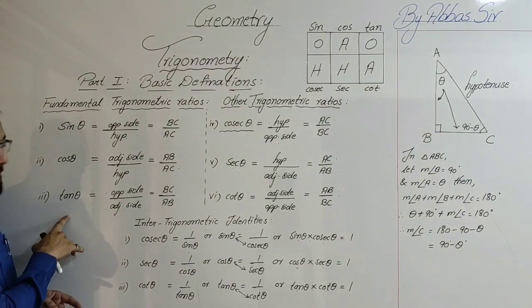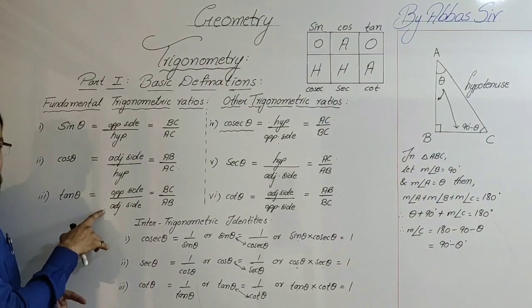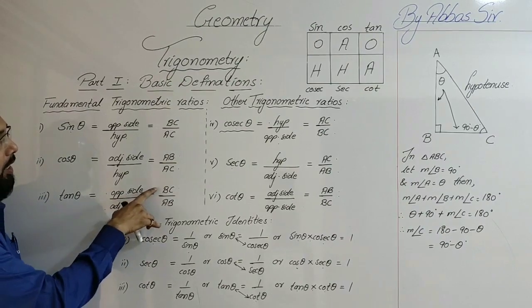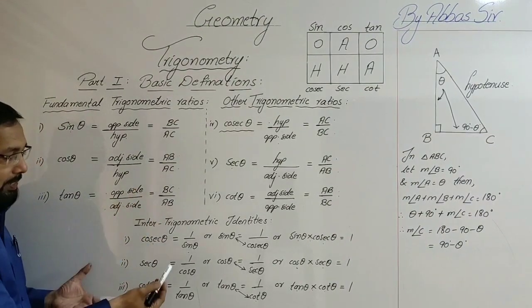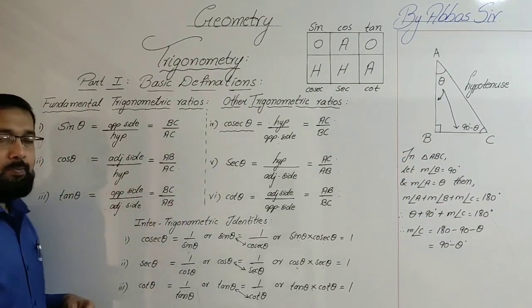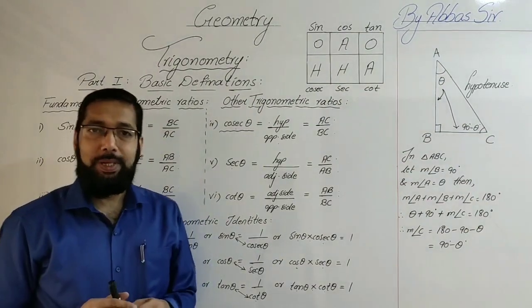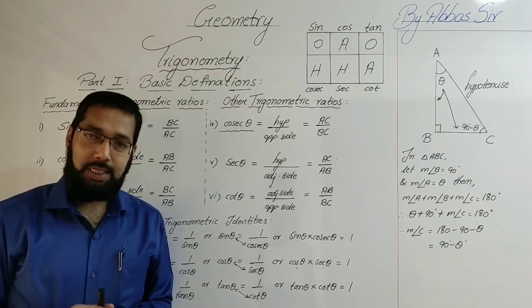The definition of tan theta is opposite side upon adjacent side. Therefore, opposite side is BC, adjacent side is AB, and hence we get the ratio BC upon AB. These 3 trigonometric ratios we had learned in our 9th standard.